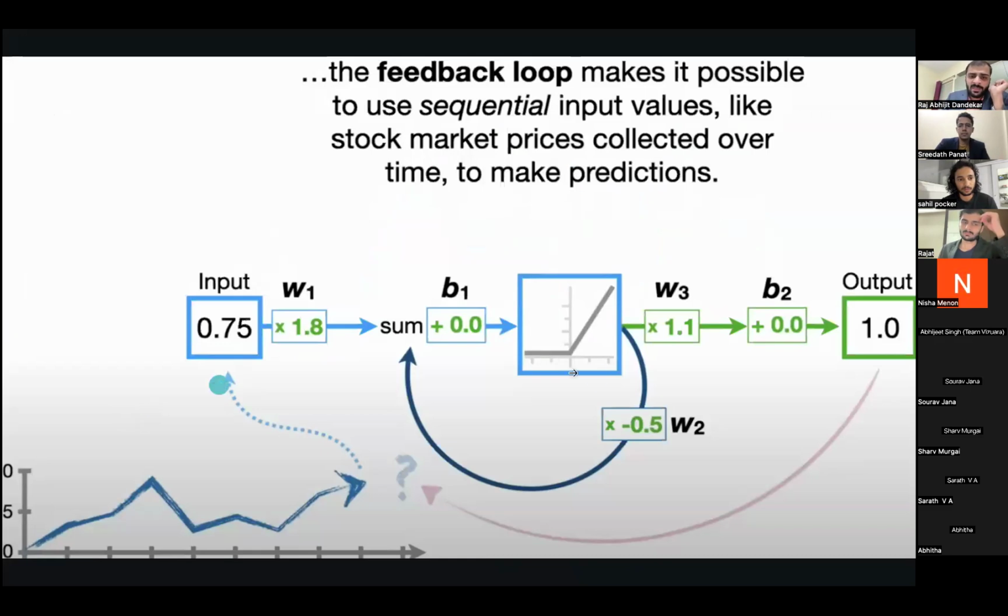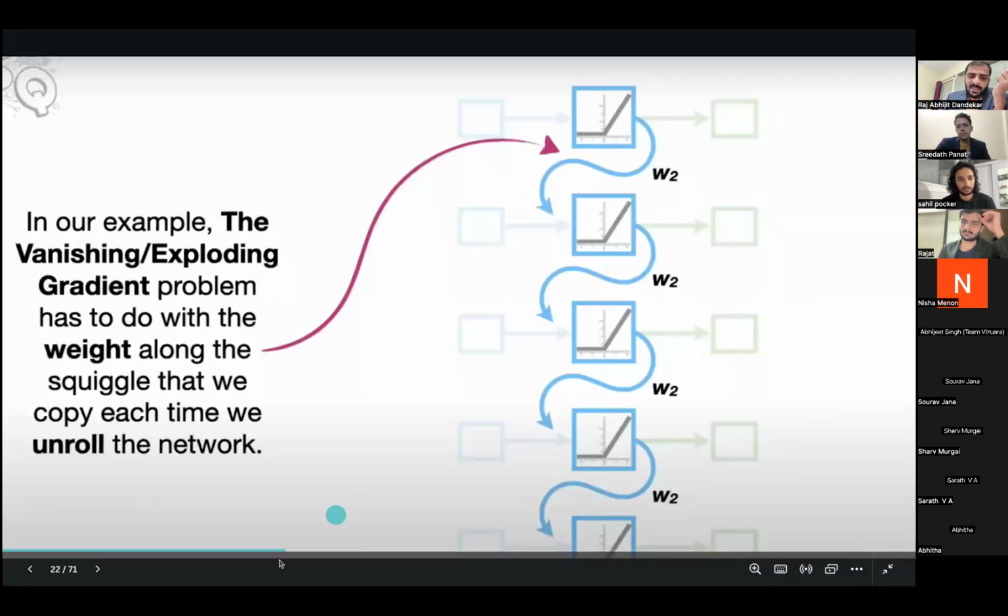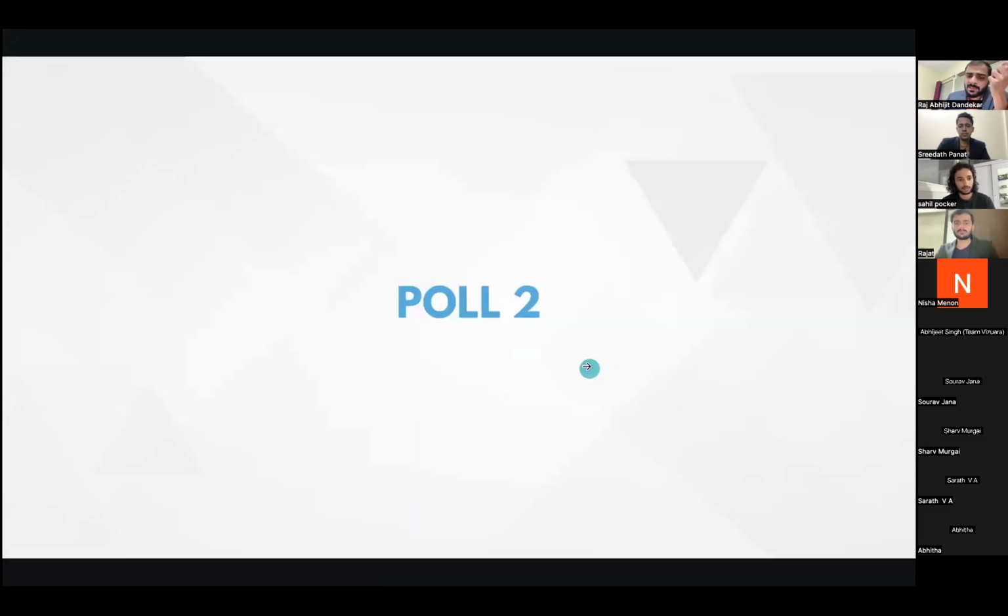But the takeaway from here is that recurrent neural networks introduced this feedback loop to capture memory, but they had this vanishing gradient problem. Then what did people do next?